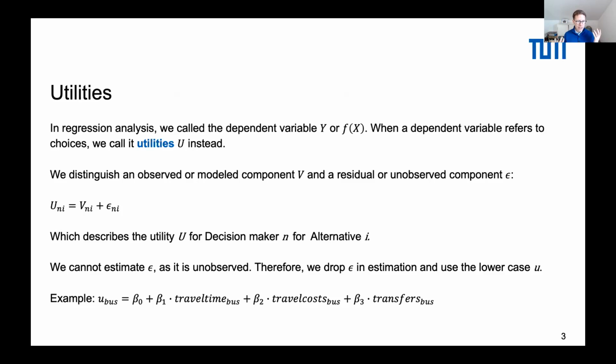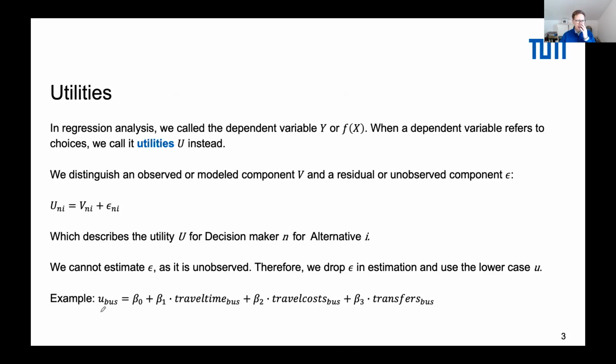So this describes utility U for a decision maker and for the alternative i. The alternative could be different modes. Epsilon can never be calculated because it is unobserved. It's different for every user, but every user deviates a little bit from the calculated utility because there are unobserved portions. So when we do model estimation, we drop the epsilon because we can't express it, and then we use the lowercase u to calculate utility.